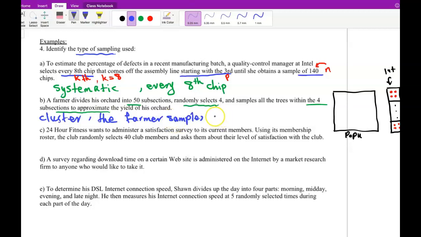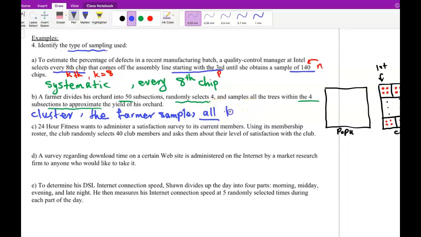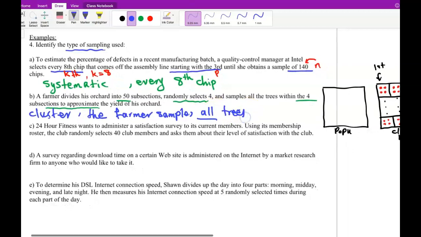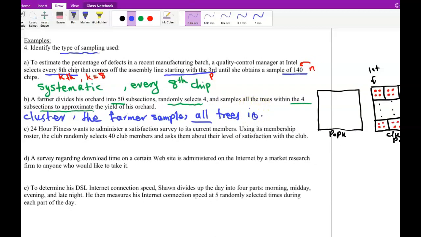So the farmer samples all trees in each section.